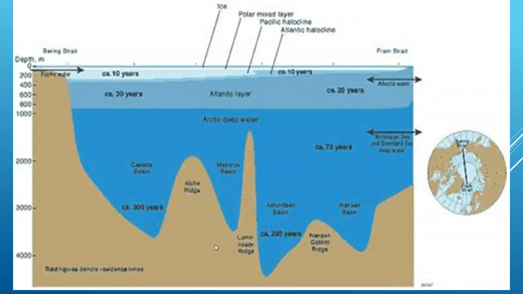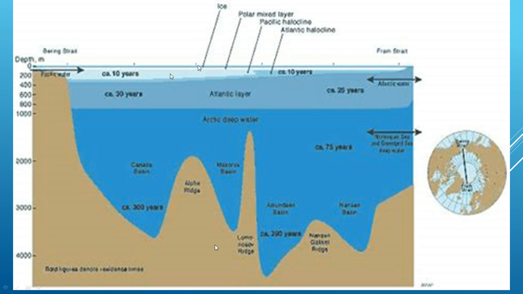And now, we'll talk about the Arctic Ocean. You've got the Bering Strait on this side, the Fram Strait on this side. You have ice. You have a polar mixed layer, so that could be freshwater input from precipitation, rivers, that kind of stuff there. Okay? You have the Pacific halocline and the Atlantic halocline.